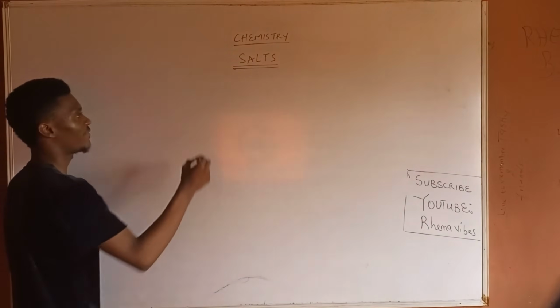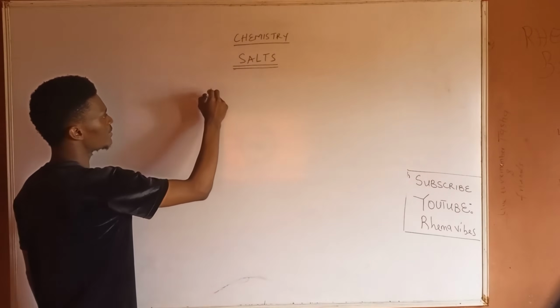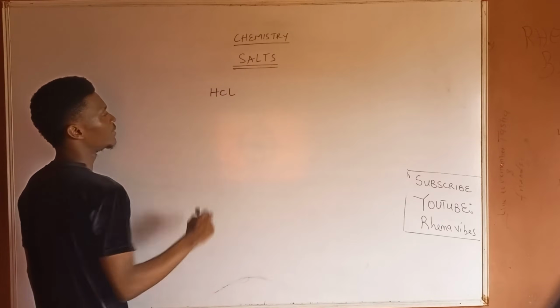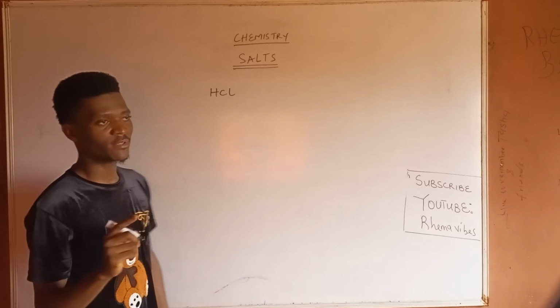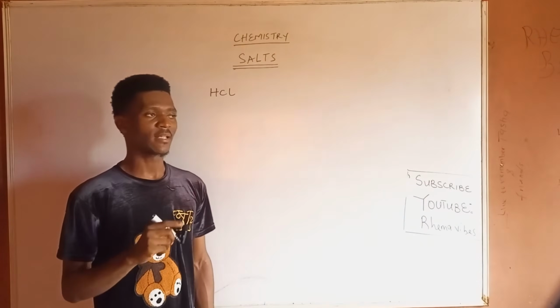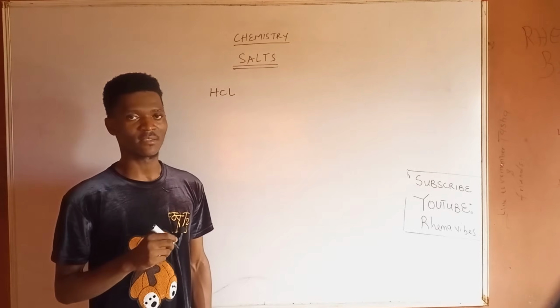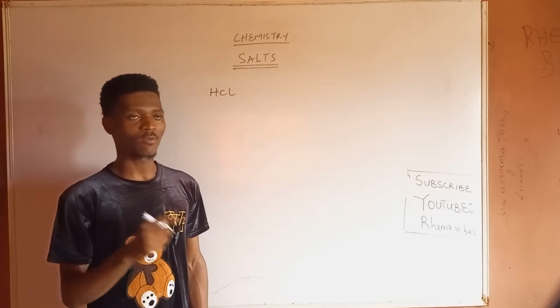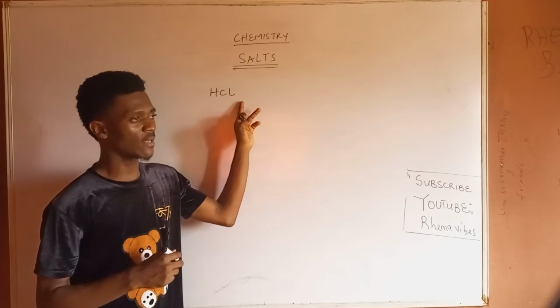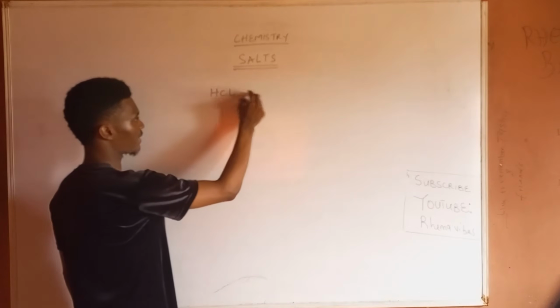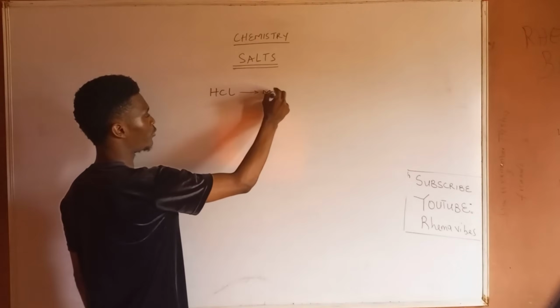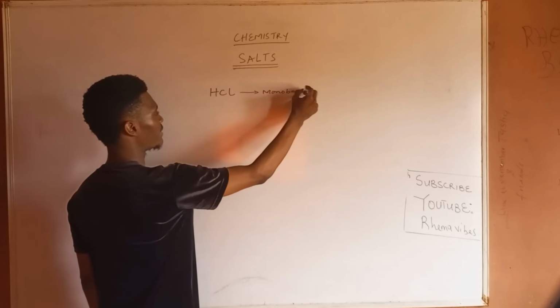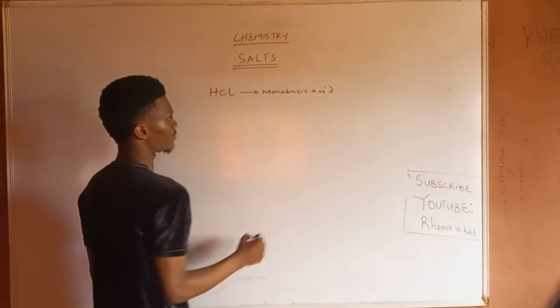Now, if you have an acid, let's say HCl, you can still remember in our series of acids, I said that there's something called basicity of acids. That is the number of replaceable hydrogen ions present in one molecule of an acid. Look at this. This acid has how many hydrogens that can be replaced? One. So this is a monobasic acid.